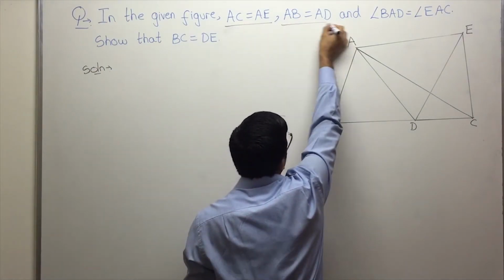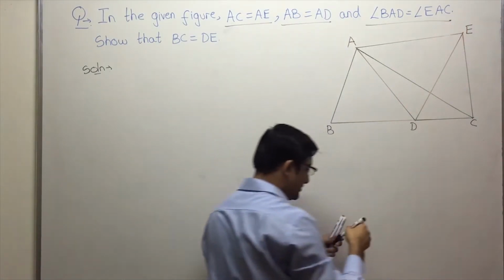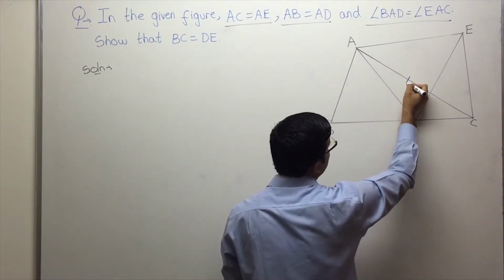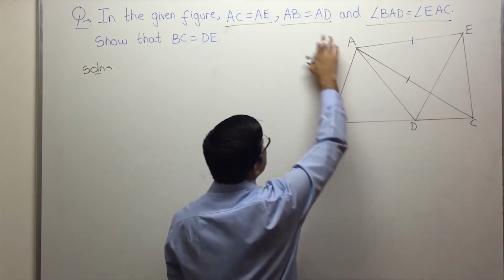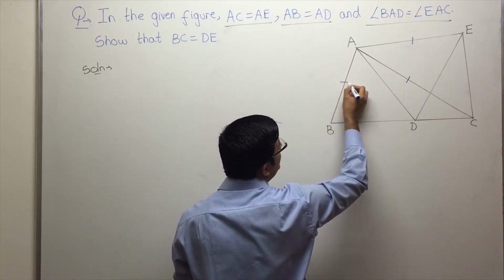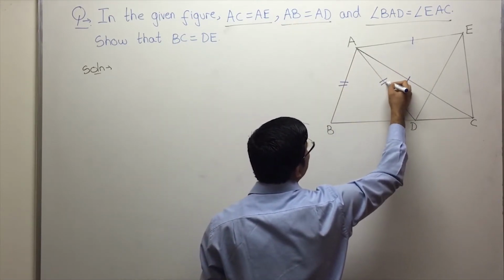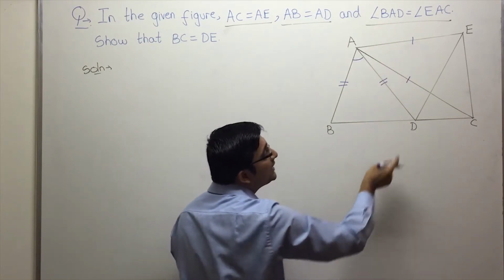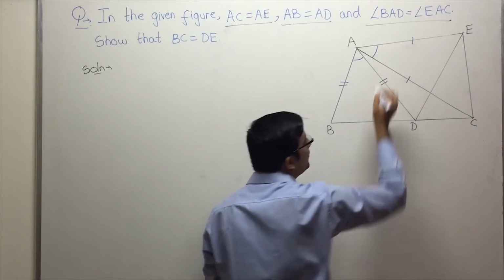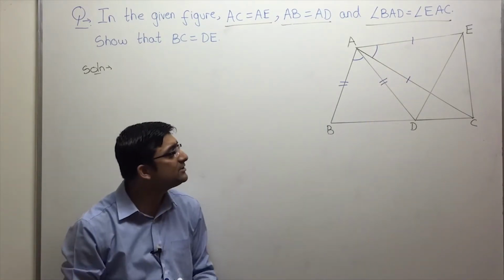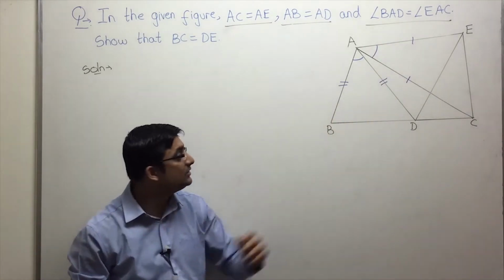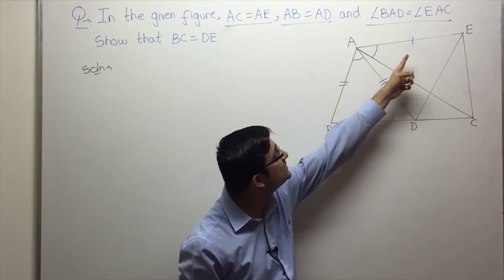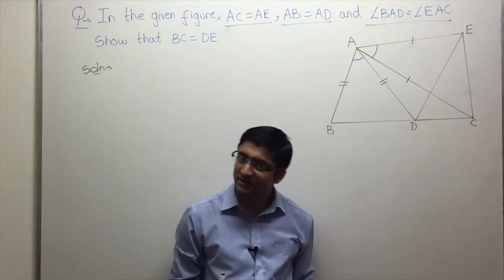AC is equal to AE, AB is equal to AD, and these two angles are equal. So let's mark AC is equal to AE. Next, AB is equal to AD. Angle BAD is equal to angle EAC, this angle over here. So I repeat, the first step is always mark what is given to you, right? So I have AB is equal to AD, AC is equal to AE, and these two angles are equal, right?